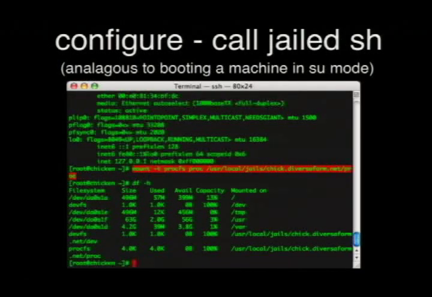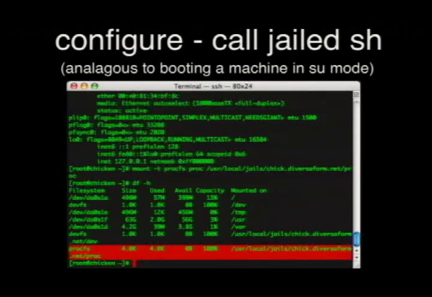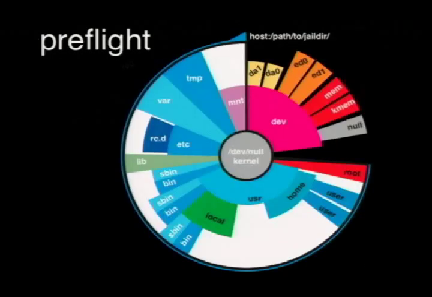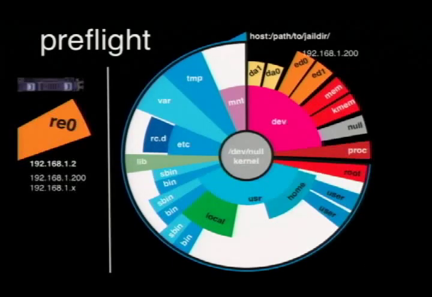Now we're going to mount the process file system in the jail so that the jail has a procfs to use. And there it is, mounted. So what do we just do? We mounted proc and gave our host machine an IP address for this jail to use.